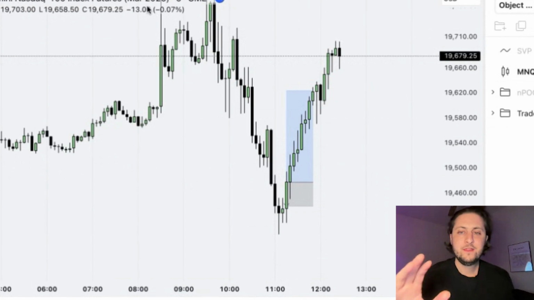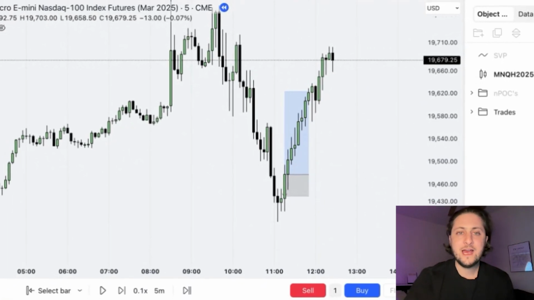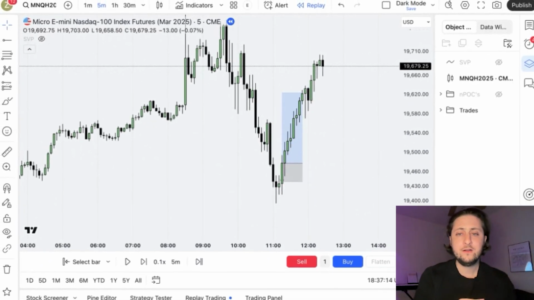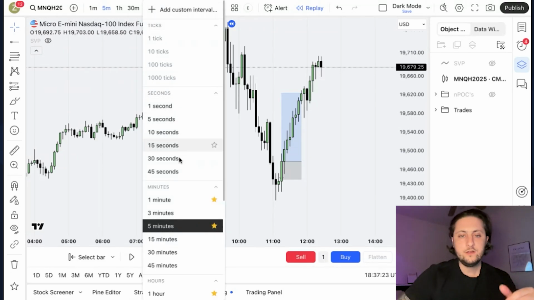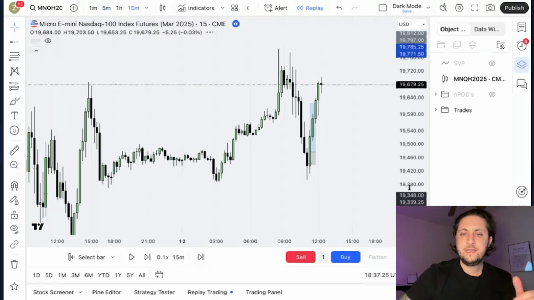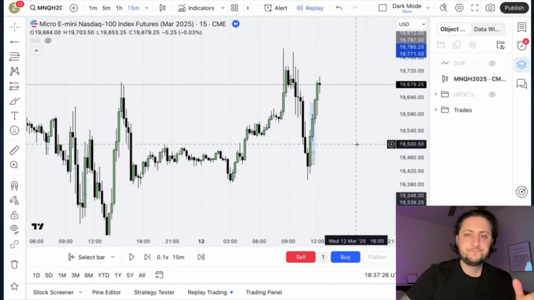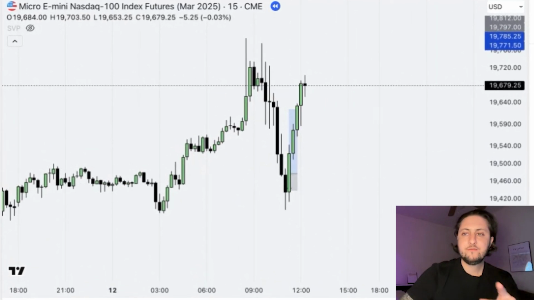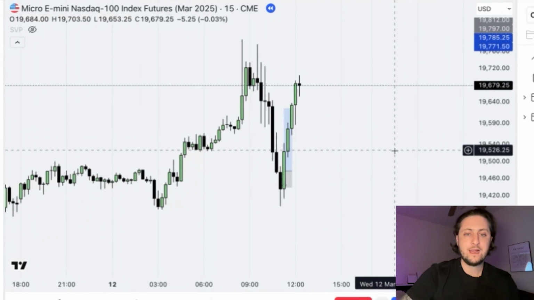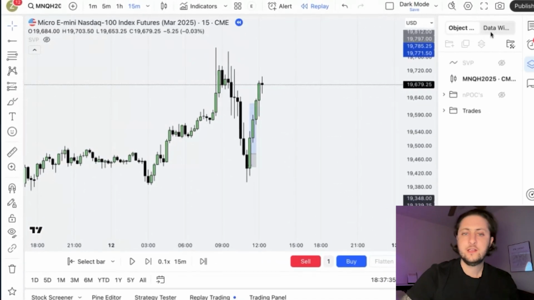But the main components of this setup, we were using volume profile and we were using SMT divergence, which is an ICT concept, and we're going to go into detail on all of this. So to start off, I want to get into the 15-minute time frame. And we took our trade on the Nasdaq, right? But we're going to have to look at the ES as well to recognize the SMT divergence.